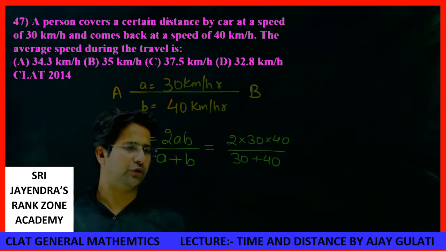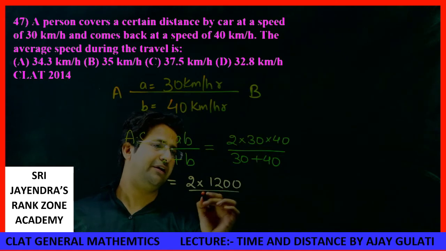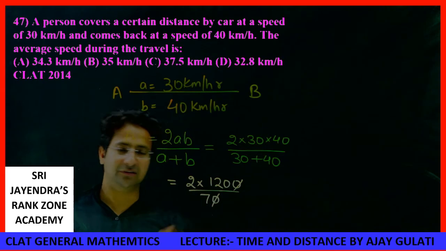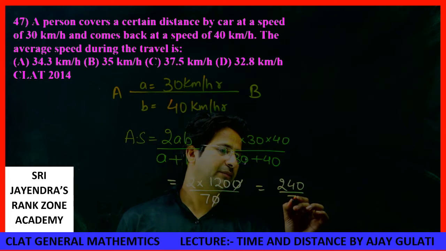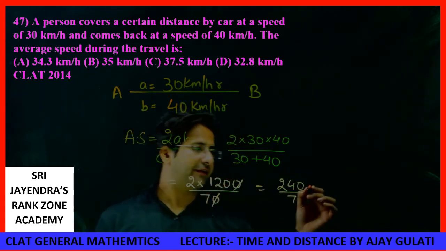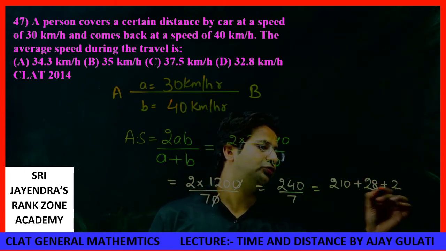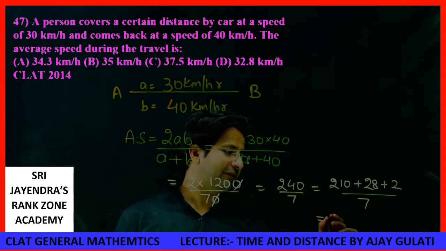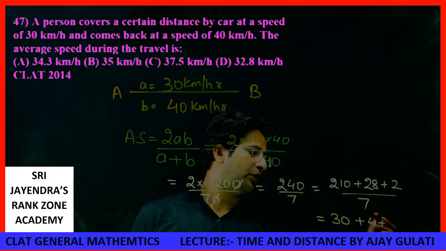Let's just put the values. What will I get? 2 into 30 into 40 is 2400 divided by 70. You can say this is 2 into 120 by 7, or 240 by 7. I can write this as 210 plus 28 plus 2 upon 7. 210 divided by 7 will give me 30. 28 divided by 7 will give me 4. 2 divided by 7 will give me 0.28 or 0.3.